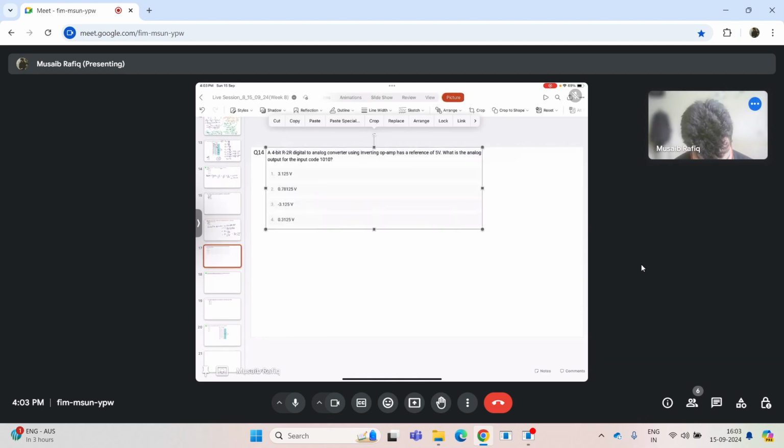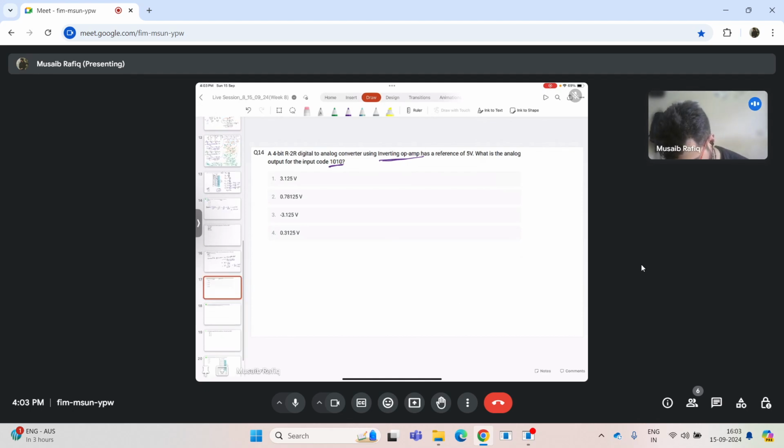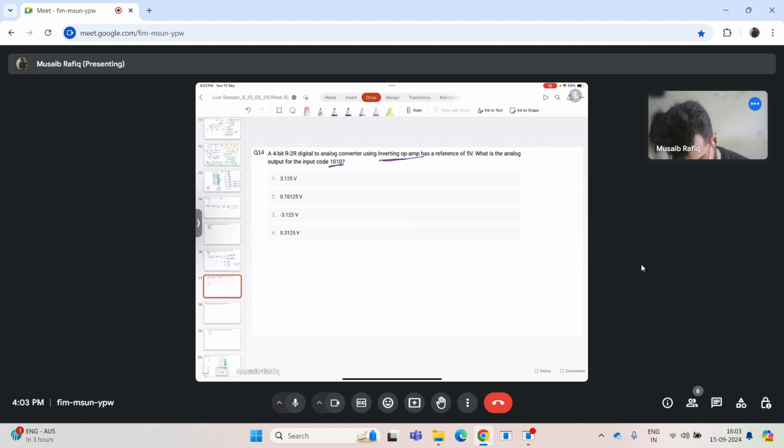Now I have a question which states that a 4-bit R-2R digital to analog converter using an inverting op-amp has a reference of 5 volts. What is the analog output for the input 1010? If you look here, we saw this problem earlier. This is simply the same problem. So here B1 is your MSB, B1 equal to B3 equal to 1, B2 equal to B4 equal to 0.